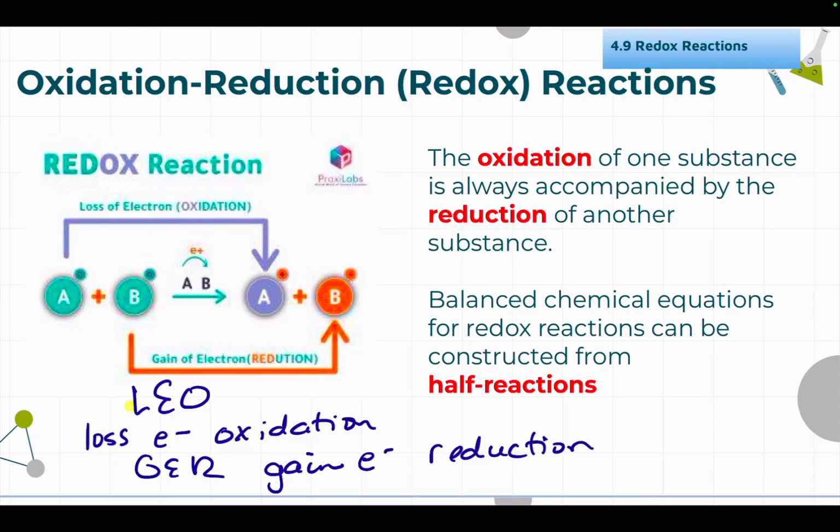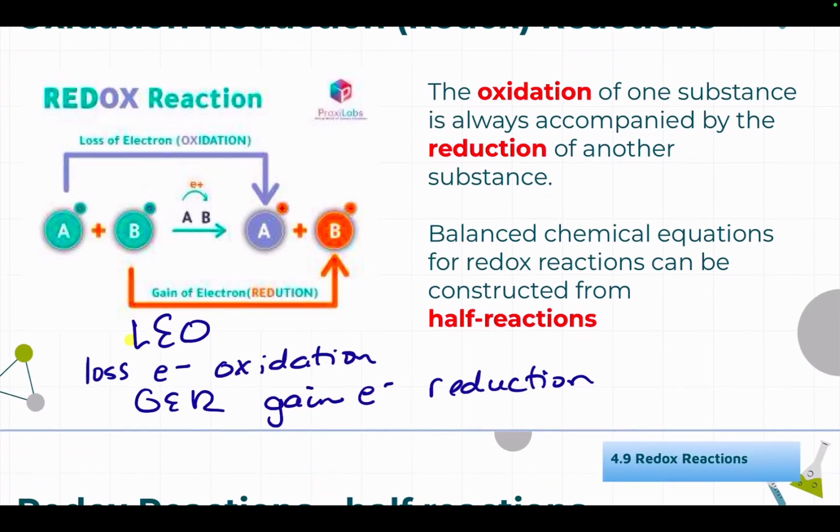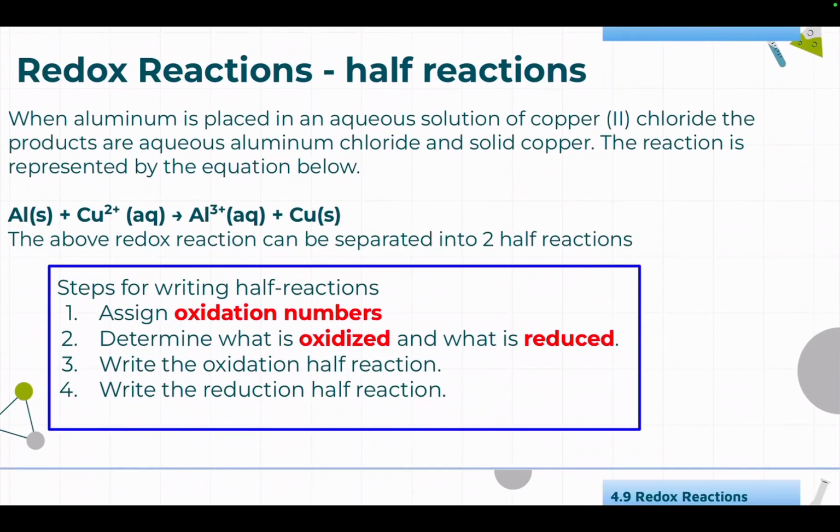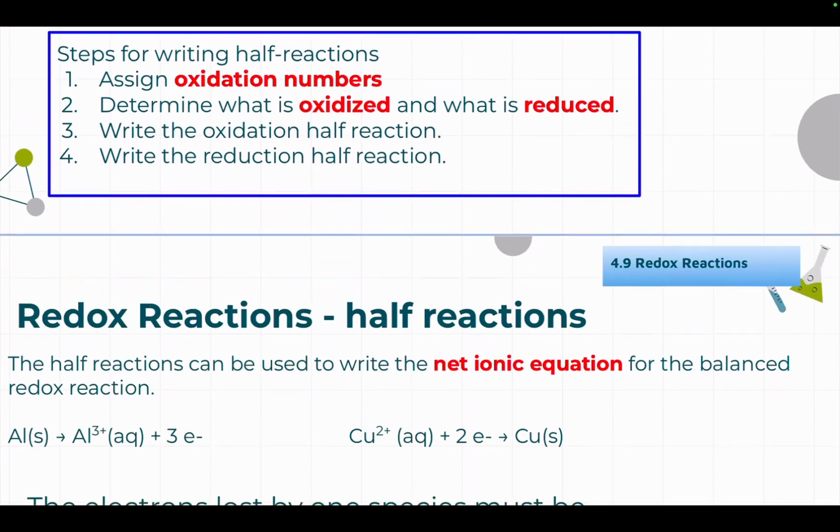Every redox is going to have the oxidation and the reduction occurring simultaneously. So the reaction itself can be constructed from half reactions. One half reaction will show the oxidation, one will show the reduction. These are the steps for writing out half reactions. And we can do this problem together right now.